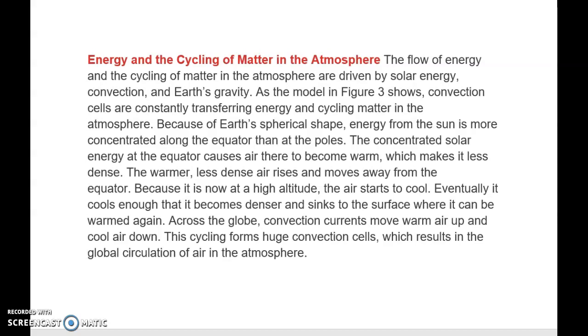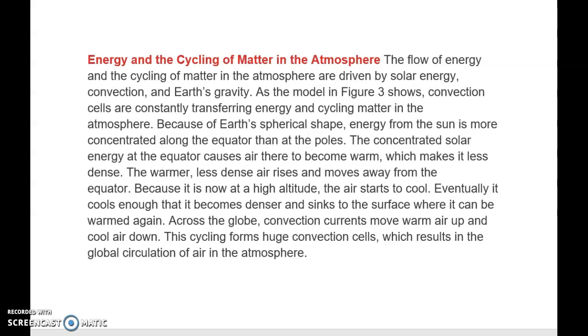Because of Earth's spherical shape, energy from the sun is more concentrated along the equator than at the poles. The concentrated solar energy at the equator causes air there to become warm, which makes it less dense. The warmer, less dense air rises and moves away from the equator.